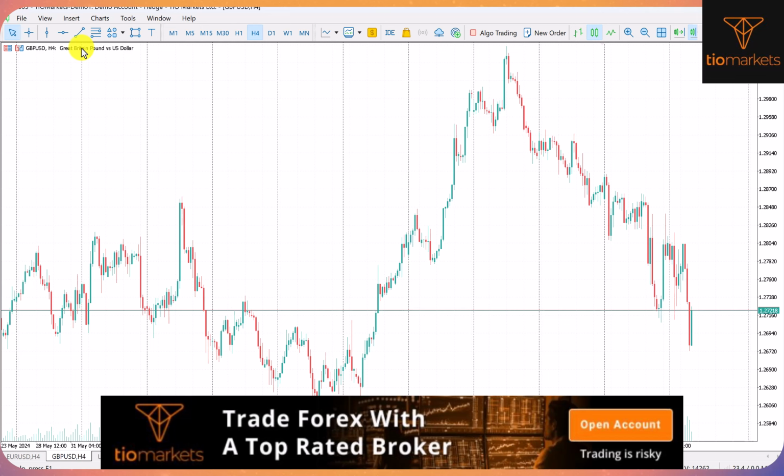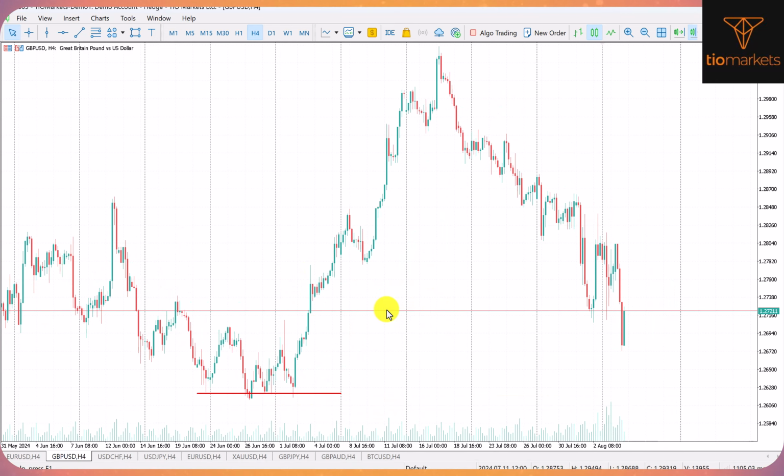Number one, you're going to be using what we call equal highs. Number two, we're going to be using what we call trend lines. And number three, we are going to be identifying those using the zones that we use as resistance and support. So without further ado, let's jump right straight into it.